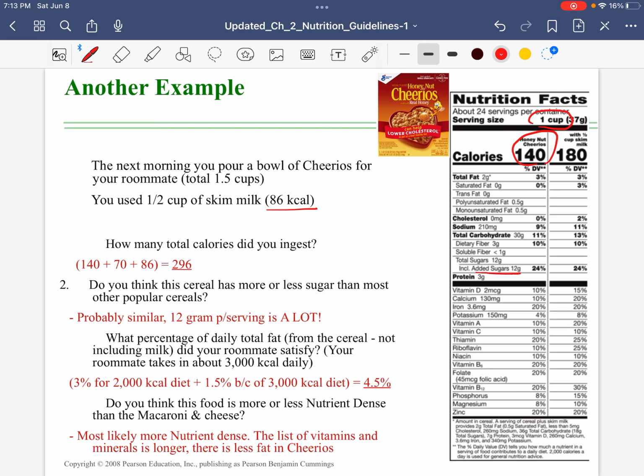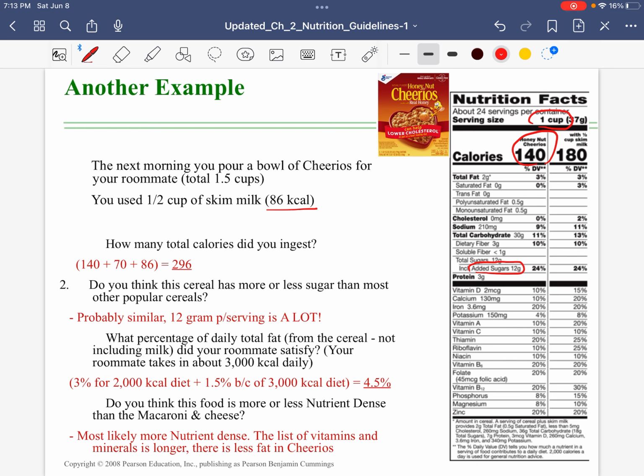Does this cereal have more or less sugar than most popular cereals? I was talking mostly about the added sugars. 12 grams out of 30, that's a lot, right? 12 out of 30, just under half. So just under half of our total sugars are added sugars. That's a lot, but probably a lot of the other cereals have just as much, if not more.